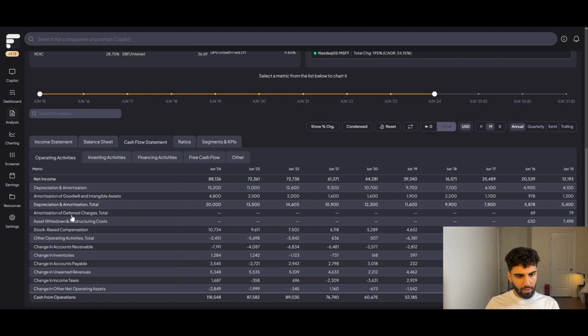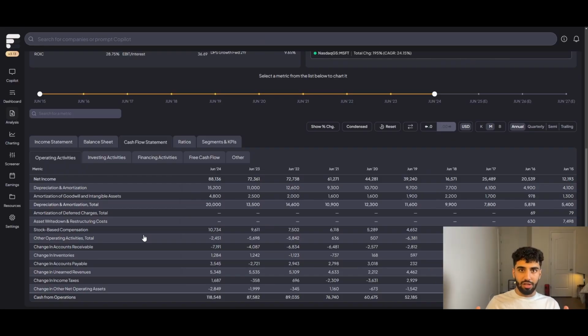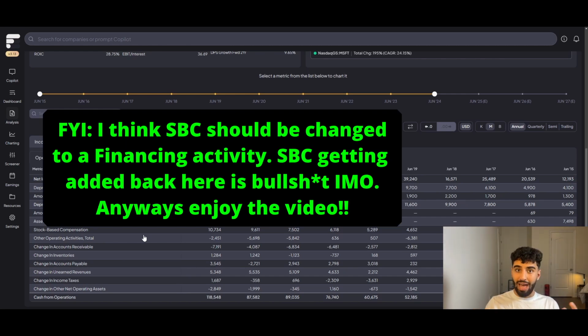So, a couple other items here. We have stock-based compensation that we add back. This would be if the business, in this case Microsoft, instead of paying their employees in cash, which is what basically everybody gets paid in, they would be paying them in shares of the actual business, right?